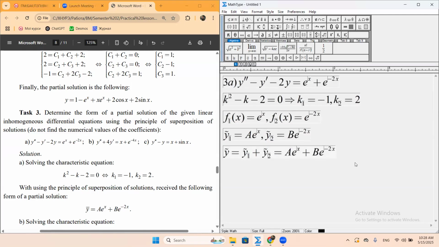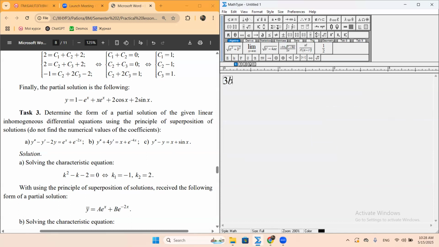Any questions about this exercise? Okay, if no questions, let's have more practice. Then we have the next equation: y double prime plus 4y prime equals x plus e to the power of minus 4x.